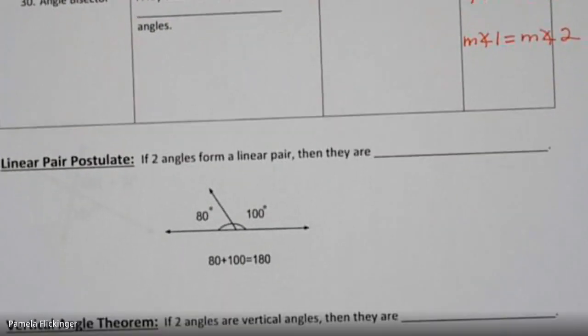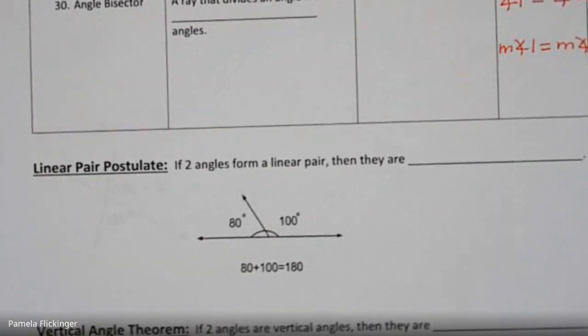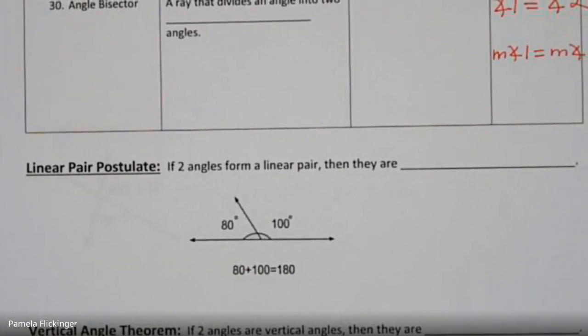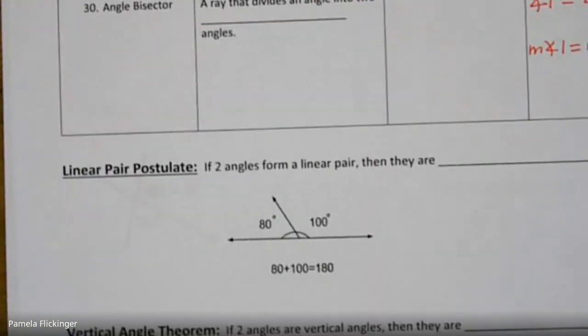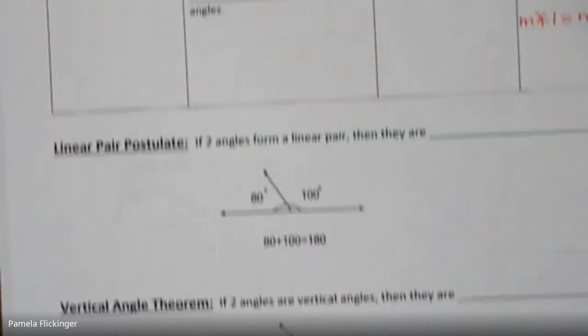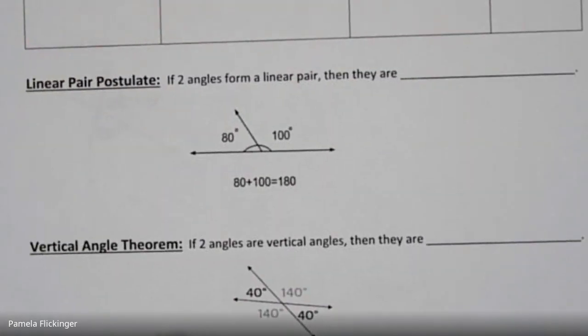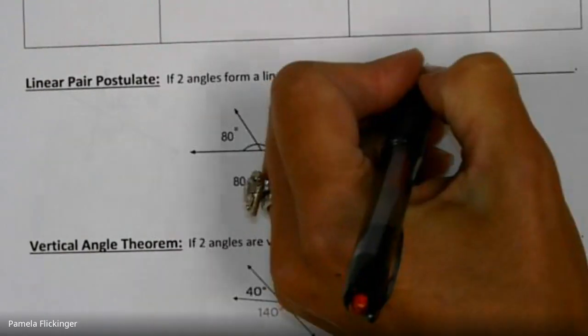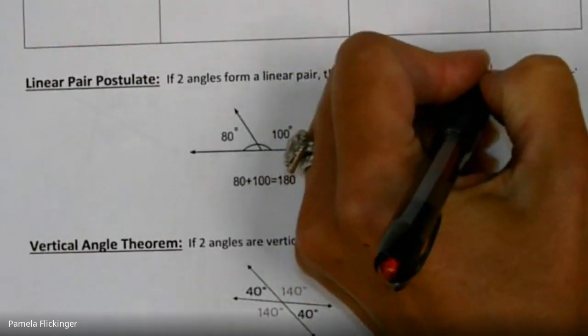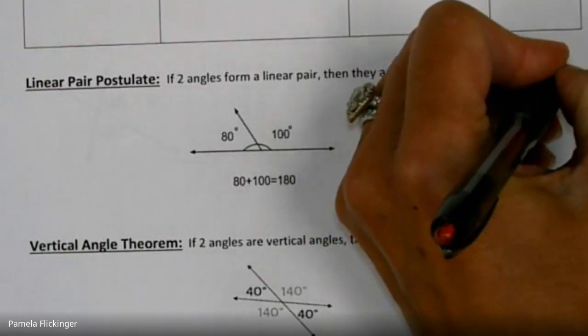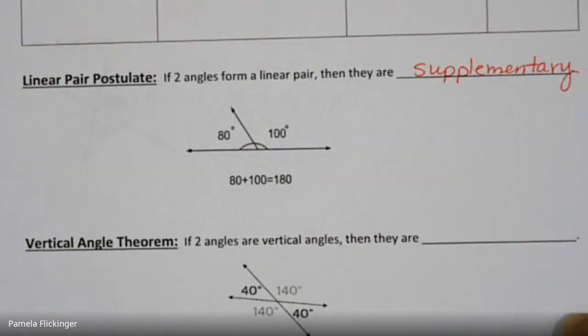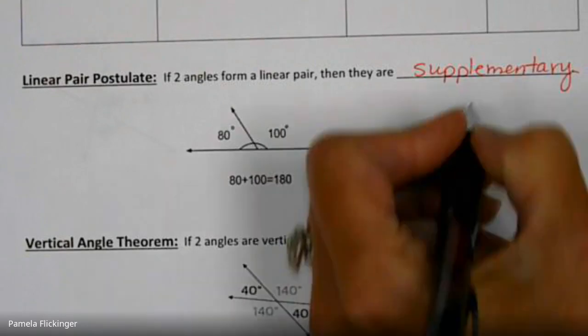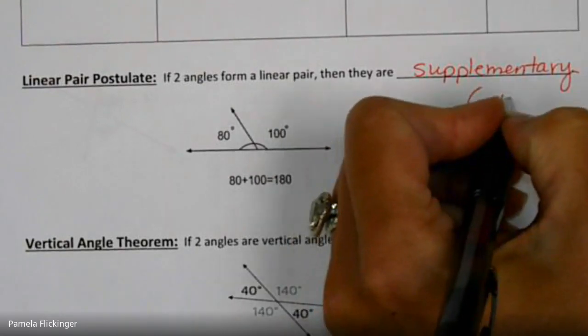All right, linear pair postulate. So linear pair was already a vocabulary word that you had done, but there's a postulate that defines the rule. And I apologize for all the papers moving. If two angles form a linear pair, they will be and always be supplementary. And of course, supplementary, that's when you have two angles that add to equal 180.